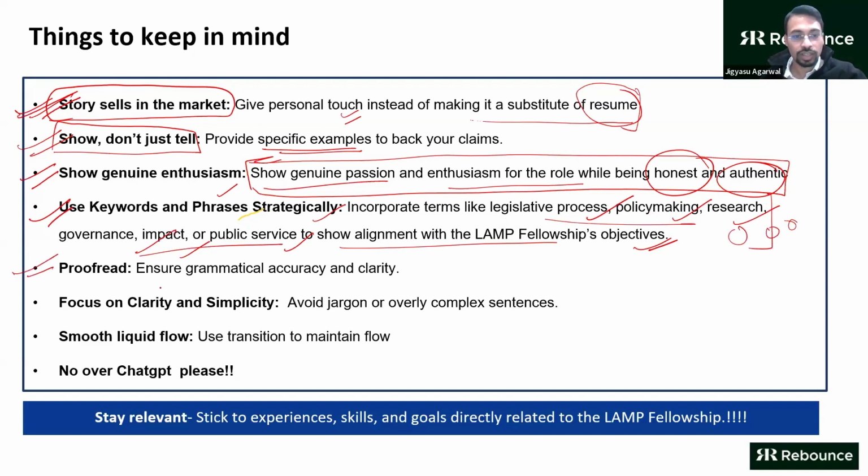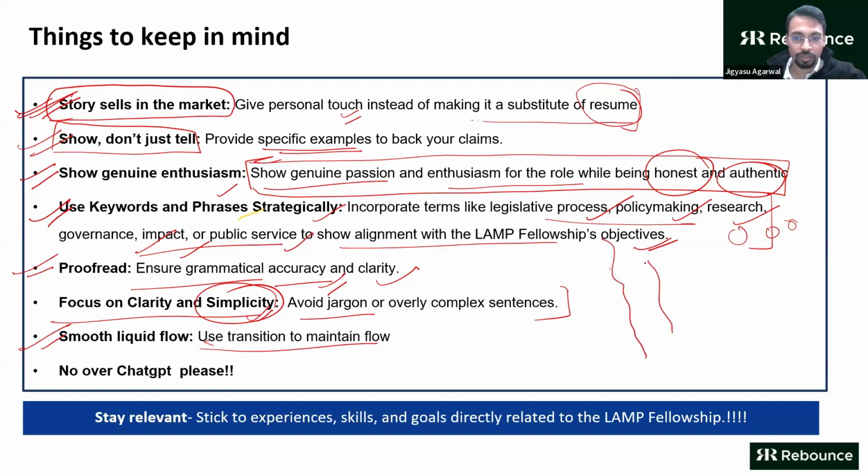Then proofread. Ensure there are no grammatical mistakes. It is grammatically accurate and there is clarity of thought. Focus on clarity and simplicity. Simplicity is very important. Avoid jargon. You don't need to showcase that you have a great lexicon. There are better avenues to do that. Writing an essay is not one. Then, smooth liquid flow. Use transition words to maintain flow, but ensure that there is smooth liquid flow between your paragraphs and within your paragraphs.